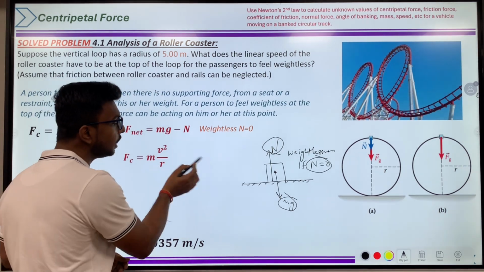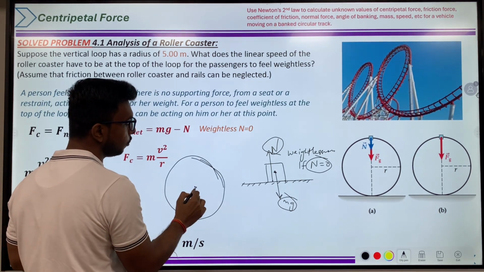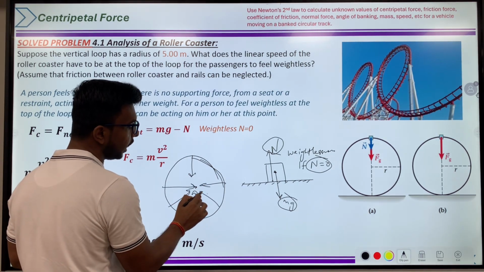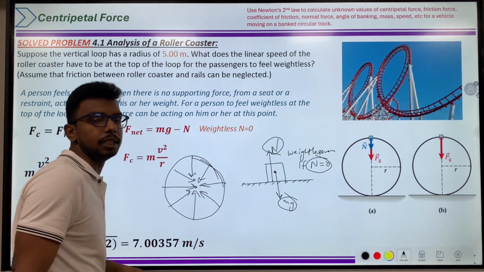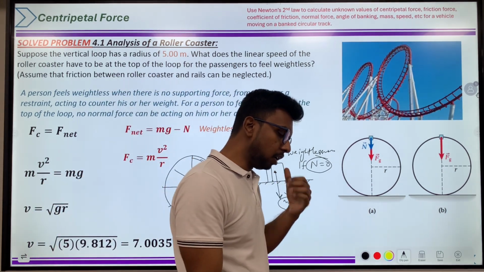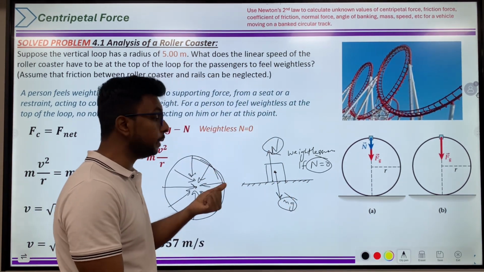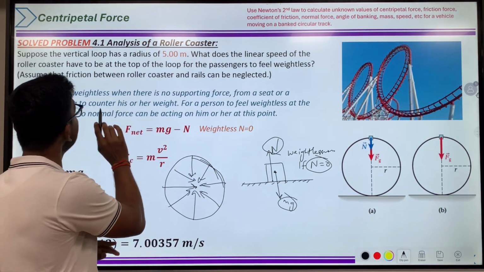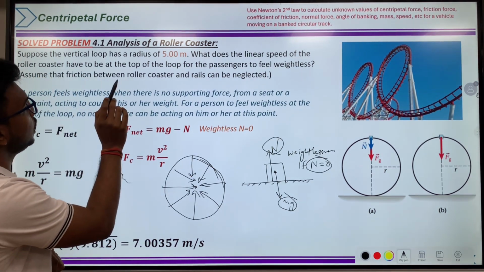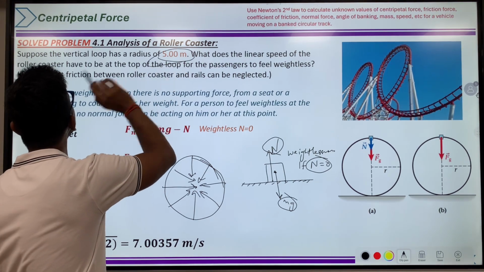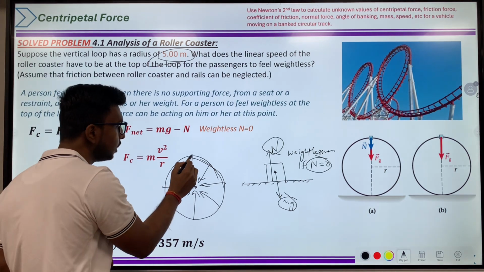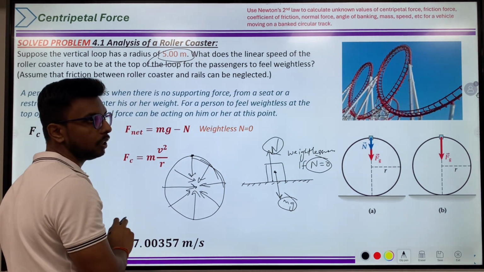For anything to move in a circle, there has to be a force towards the center. This force will be provided by some force which is already present there. It could be friction, it could be normal reaction, it could be gravity, it could be tension, it could be spring force, anything. Now, they are saying that suppose the vertical loop has a radius of 5 meters, what does the linear speed of the roller coaster have to be at the top of the loop for the passenger to feel weightless? At this point, they want the passenger to feel weightless.